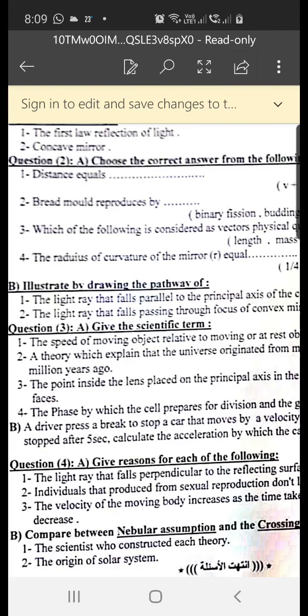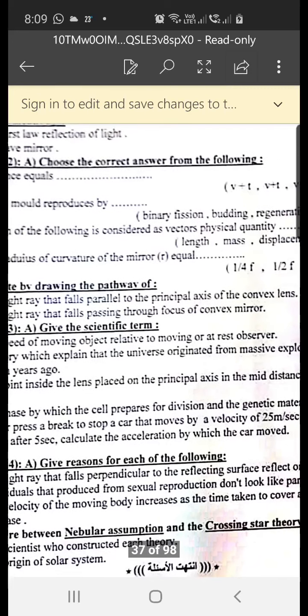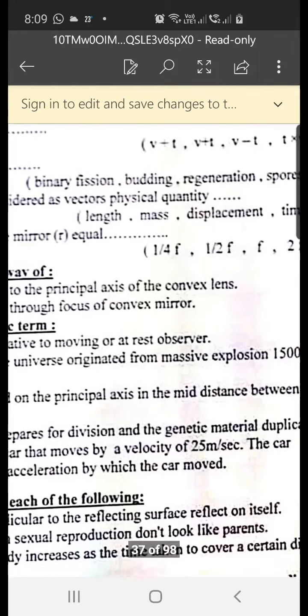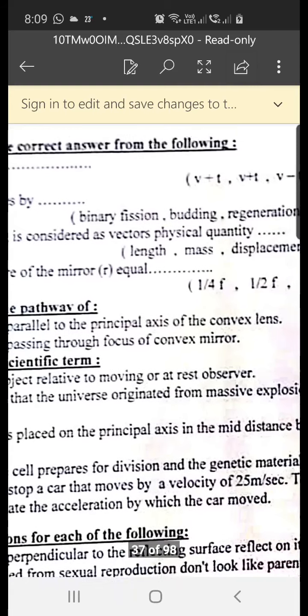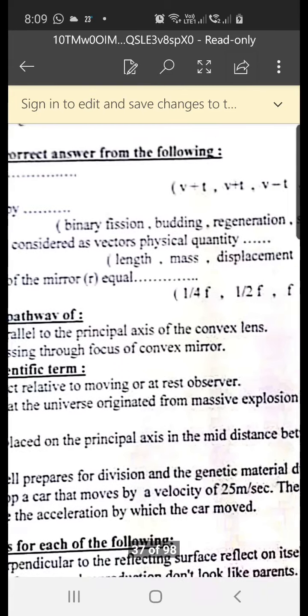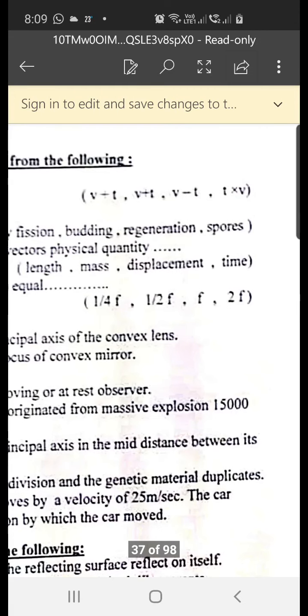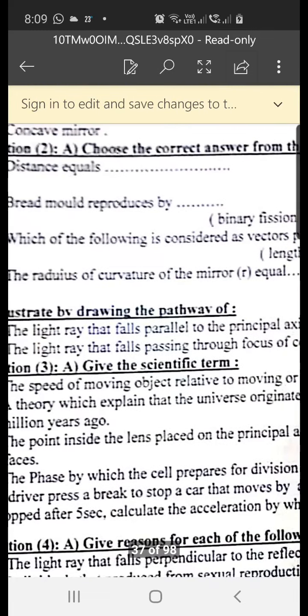Number 4, radius of curvature of a mirror R equals one quarter of f, one half of f, f, or 2f. Of course, the radius of curvature R equals 2f, double the focal length. The answer is 2f, R equals 2f.